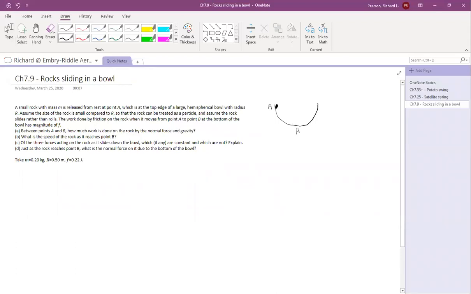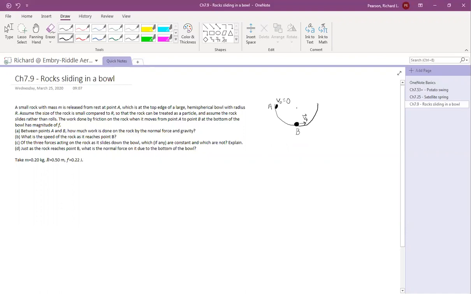which is here at the bottom. Now we can sit and think about this for a minute of what's going on with our rock. But it's going to start from rest, so that means that our initial velocity is 0. And at the end here, it's going to have some velocity that's going to be moving in that direction.